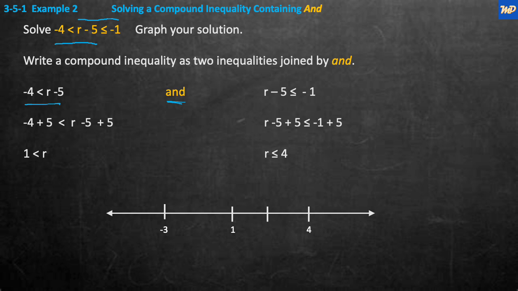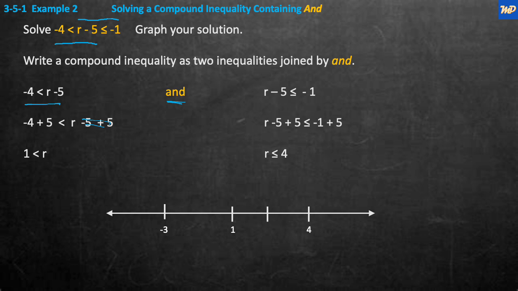Well, in order to solve, just like an equation, we're going to add 5 to both sides because we're going to get r by itself. So we get negative 4 plus 5 is less than r minus 5 plus 5. These two 5's cancel out over here, and you're left with 1 is less than r, because 5 minus 4 is 1. So 1 is less than r.